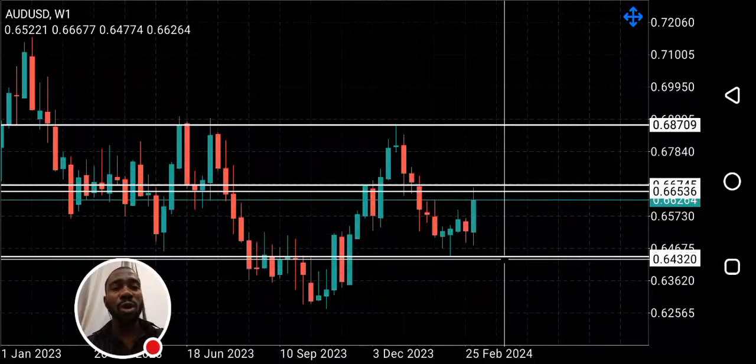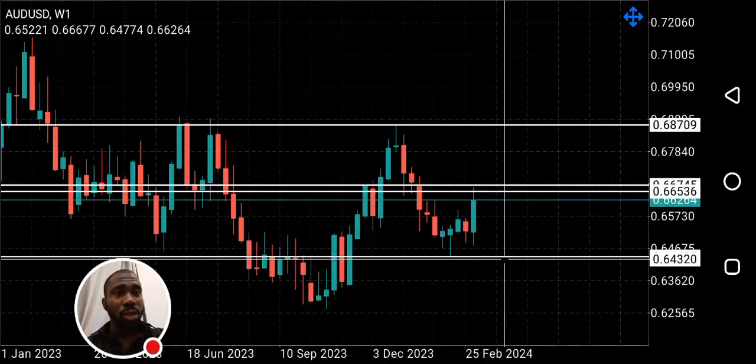Now, based on the pattern we have on the weekly time frame, we can tell that the long-term trend is bullish.